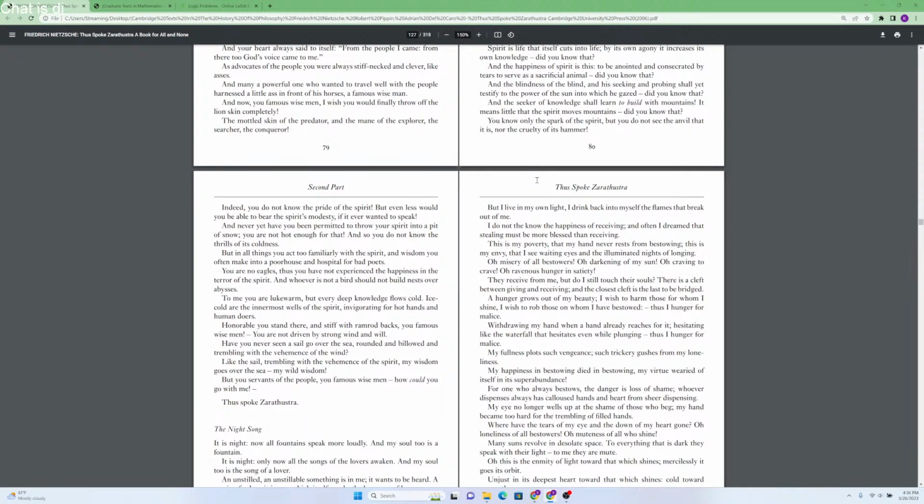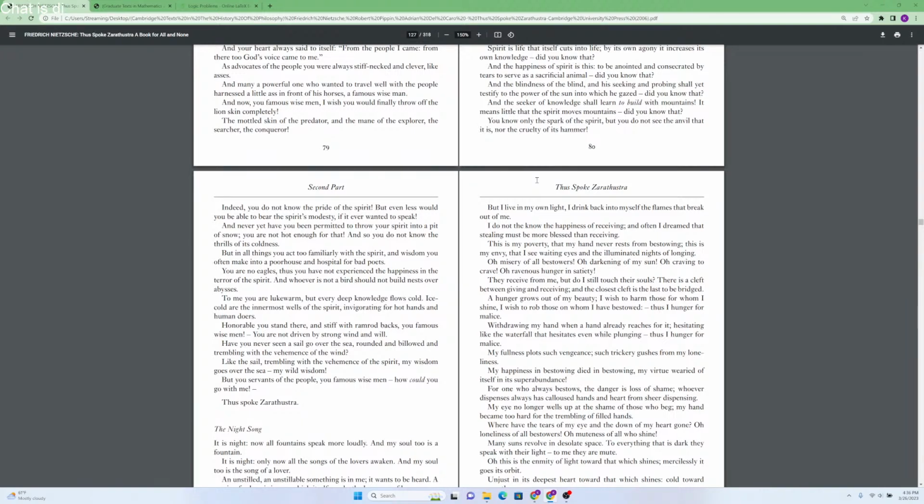To me you are lukewarm, but every deep knowledge flows cold. Ice cold are the innermost wells of the spirit, invigorating for hot hands and human doers. Honorable you stand there, and stiff with the ramrod backs, you famous wise men. You are not driven by strong wind and will.